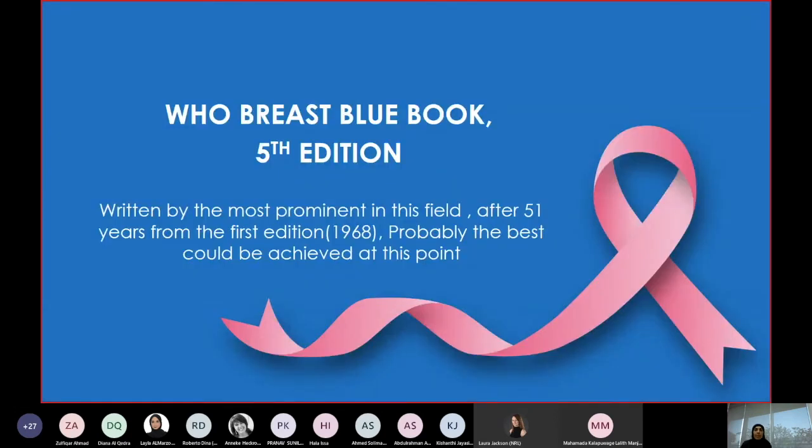So at the end, the 5th edition, written by more than 150 of the most prominent people in this field, and after 51 years from the first edition, which was in 1968, is probably the best that could be achieved at this point.